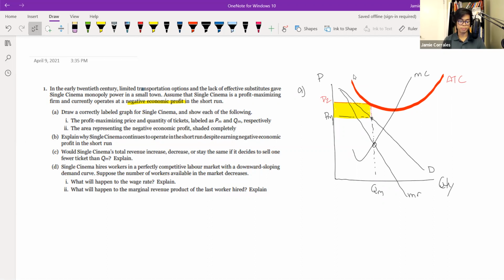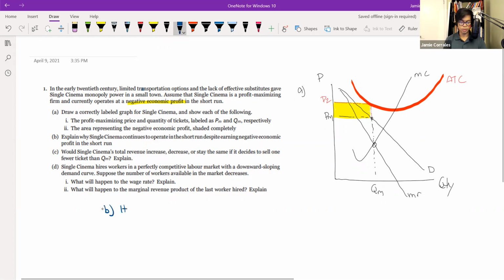So B, explain why single cinema continues to operate in the short run despite earning negative profits in the short run. So this question is simply asking you, well, it's not asking you, but you need to know where the average variable cost curve is. So because this firm is assumed to be producing in the short run, that means the price that it sells at the market, PM, is greater than the average variable cost. So let me write that down.